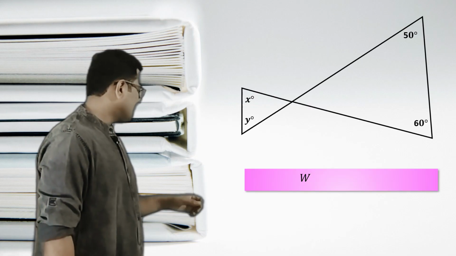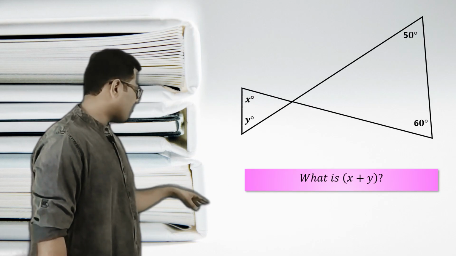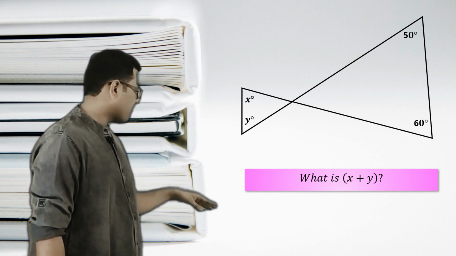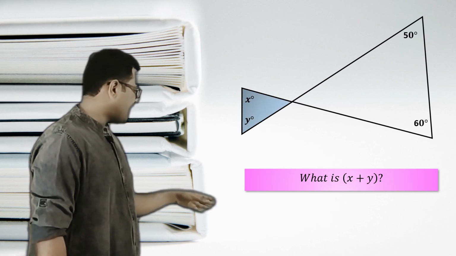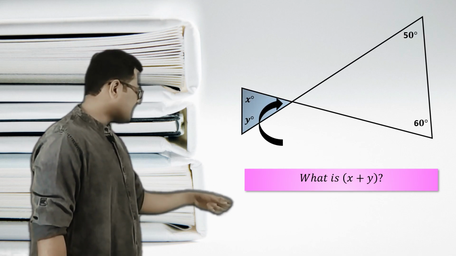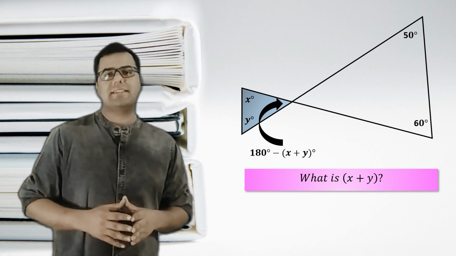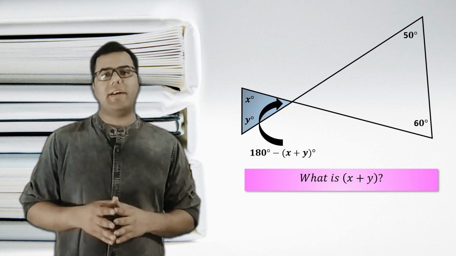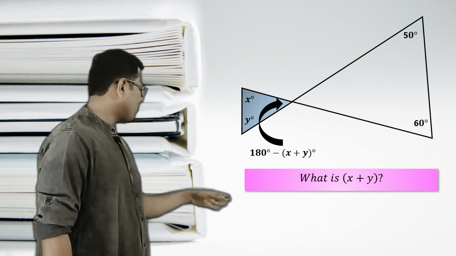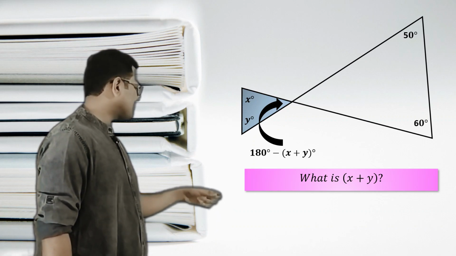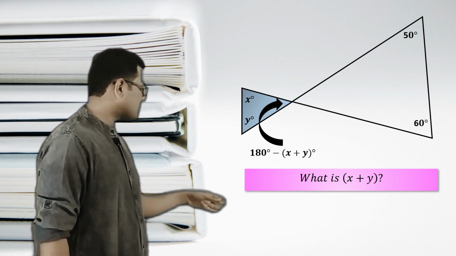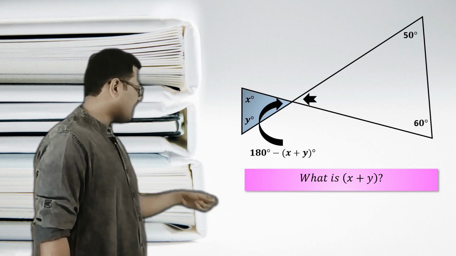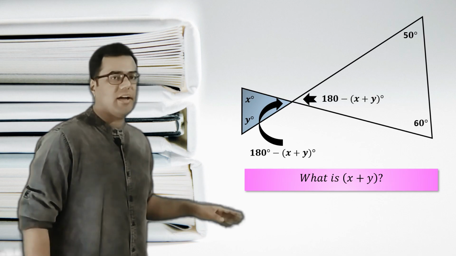Now another problem. In this problem, we have been given this kind of figure, and they want us to tell the value of X plus Y. See, first concentrate on this left hand side triangle. In this left hand side triangle, this angle shall be 180 minus (X plus Y), because the sum of all interior angles equals 180 degrees. If this angle is 180 minus (X plus Y), then the angle opposite to it, which is a vertical angle, is in fact also the same, 180 minus (X plus Y).